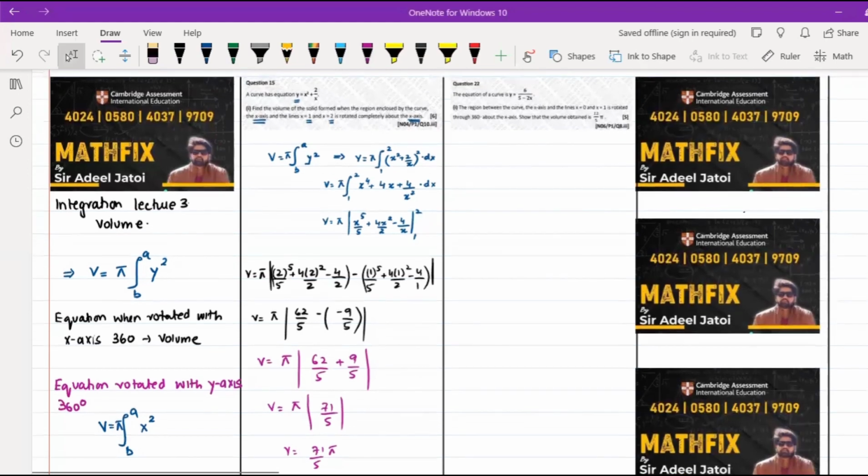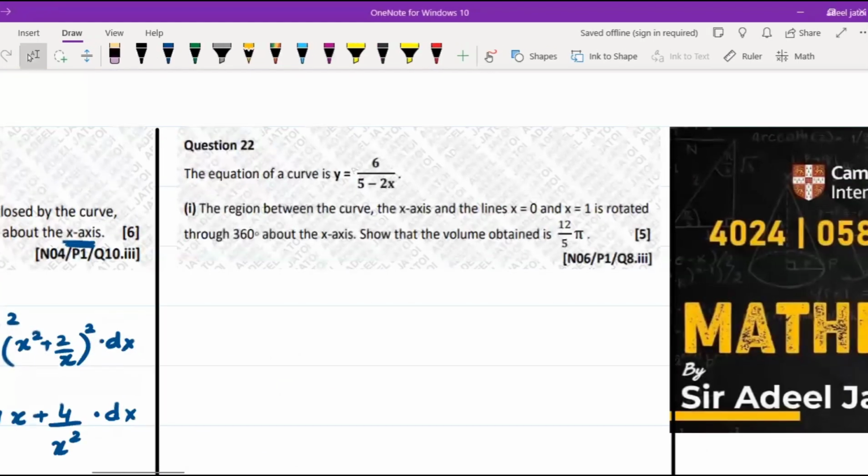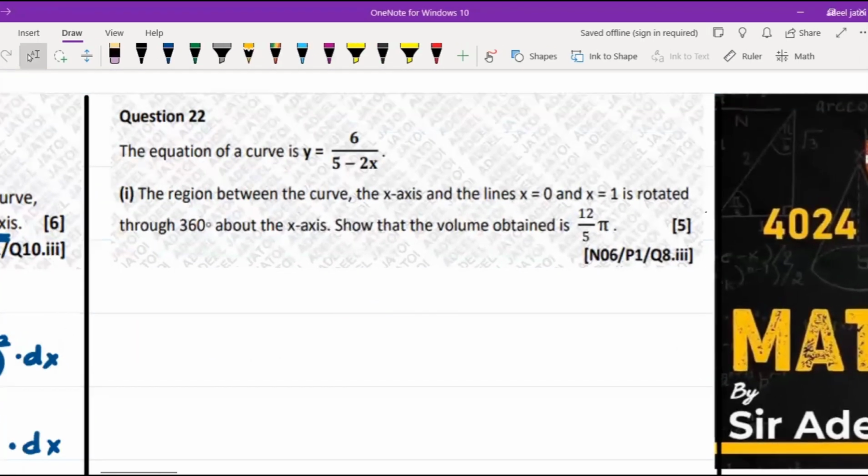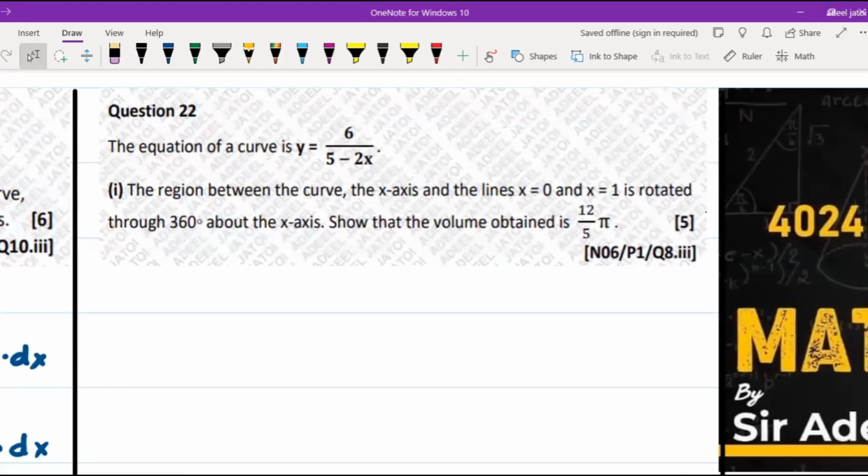So let's just attempt another example question. This is from November 2006, paper 1, question number 8, part 3. The question clearly says that the equation of the curve is y equals 6 upon 5 minus 2x. The region between the curve, the x-axis, the lines x equals 0 and x equals 1, is rotated 360 degrees about the x-axis. When it is said x-axis, the y will be taken into consideration. Show the volume obtained is 12 upon 5 pi.